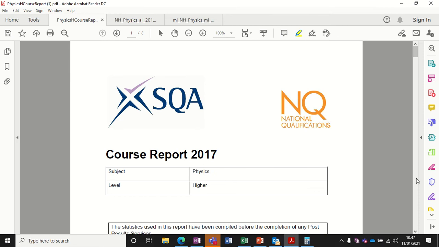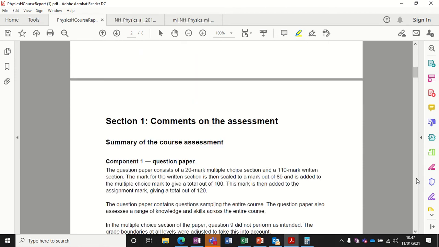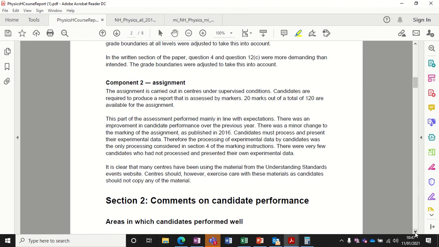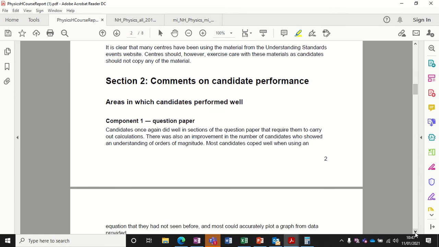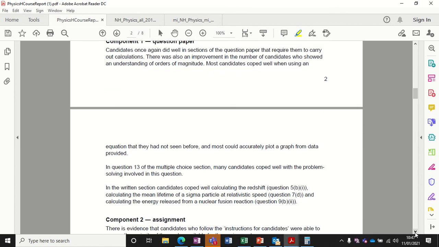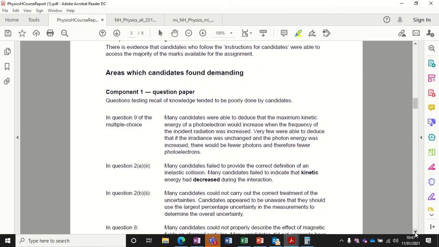So in this course report, it basically gives you a review of how candidates performed in that year's exam. What questions they found pretty straightforward to attempt, and which ones candidates found demanding. And so it gives you a little insight into what you really need to do to make sure that you're successful with these type of questions. So if I move to section 2, it tells me comments on candidate performance. So that's the questions that they did quite well in, and these are the ones that they found demanding.